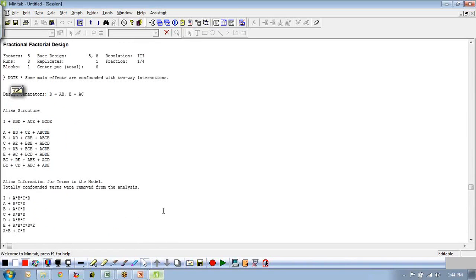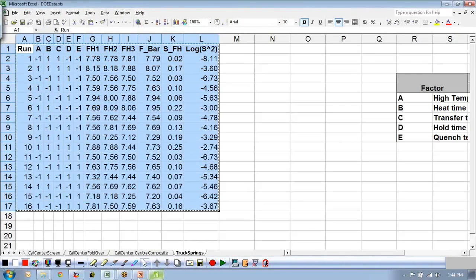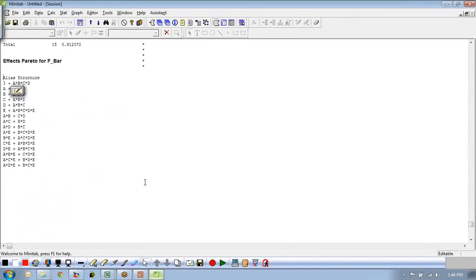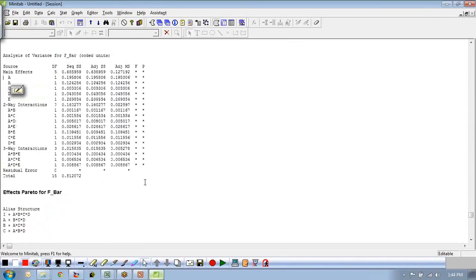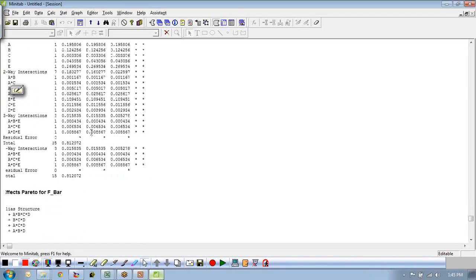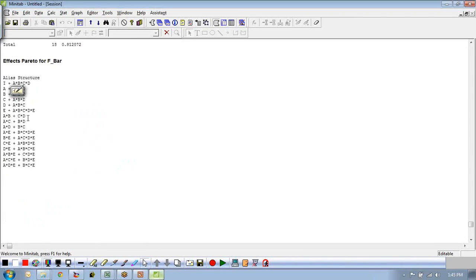I didn't think it was. Let's see, we've got 16 runs, 5 factors, right? Should be res 5. No, I'm not seeing it in here. Okay, so here it is right here. And we're analyzing it. Well, I was wrong. It's a res 4.